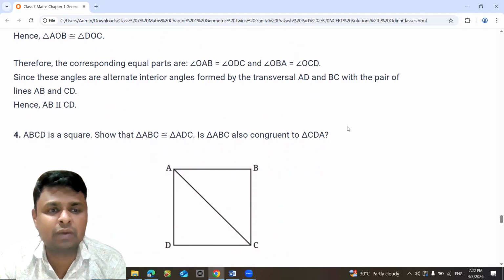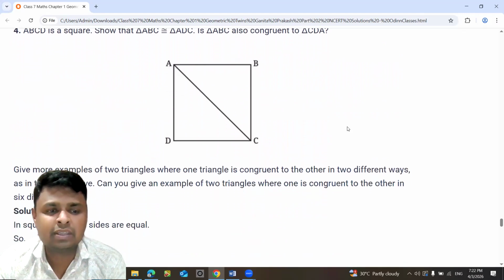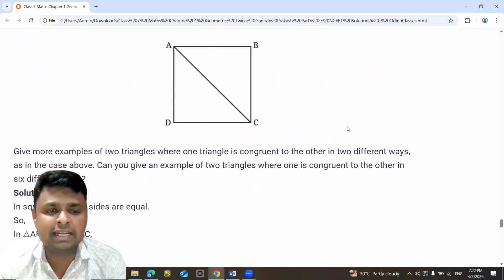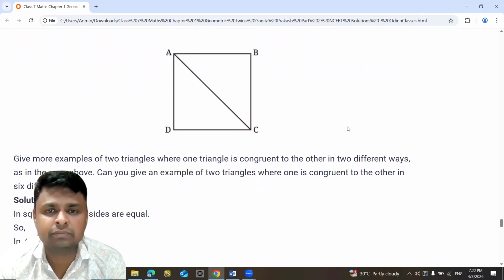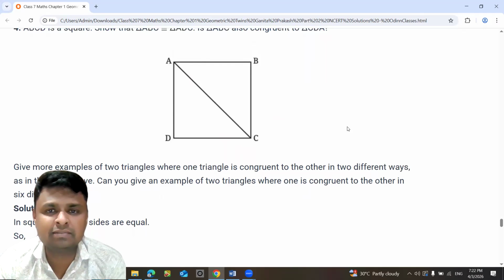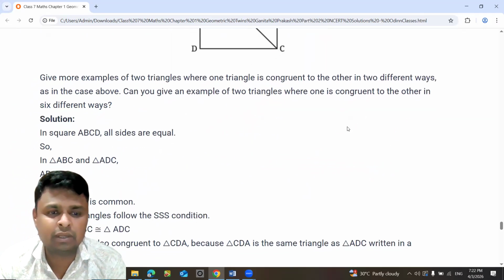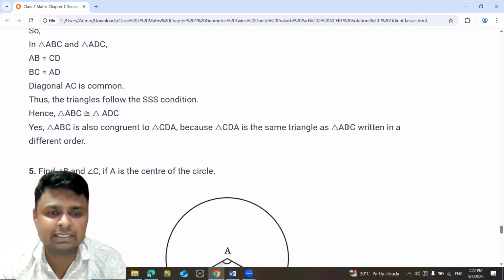Quadrilateral ABCD is a square. We have to show that the triangles are equal. You know that each angle of a square is 90 degrees and all sides are equal. Use that property. You can also use SSS condition. So we have two triangles. All sides are equal. So AB is equal to CD, AD is equal to BC, and AC is the common side. You can use that condition, SSS test.